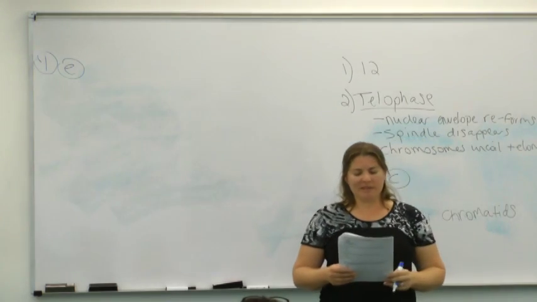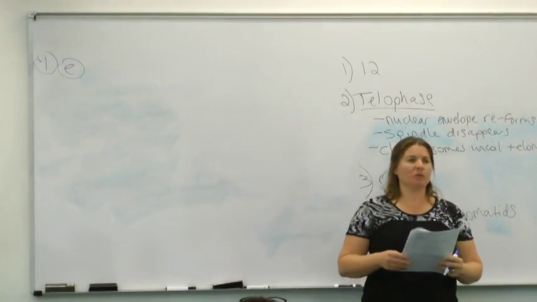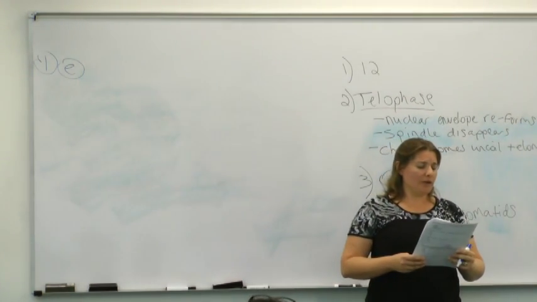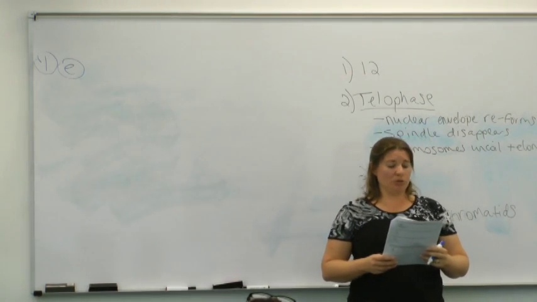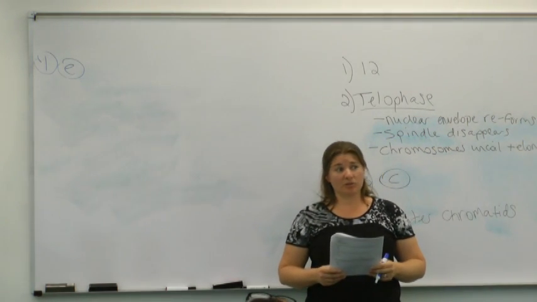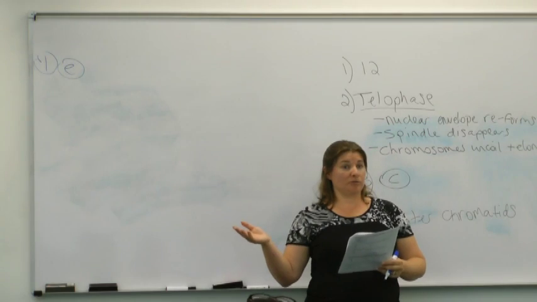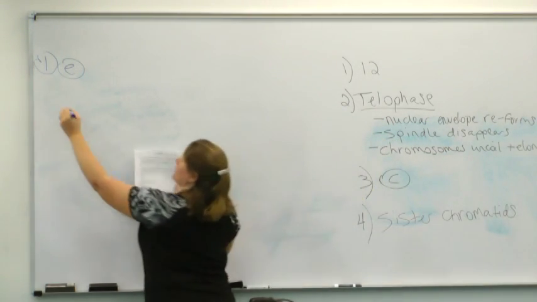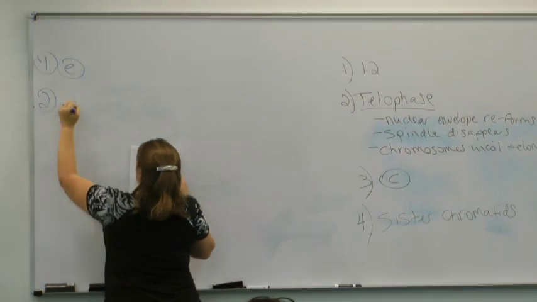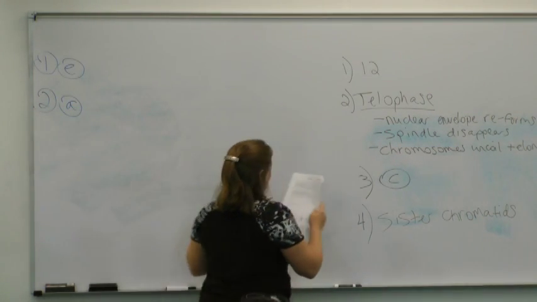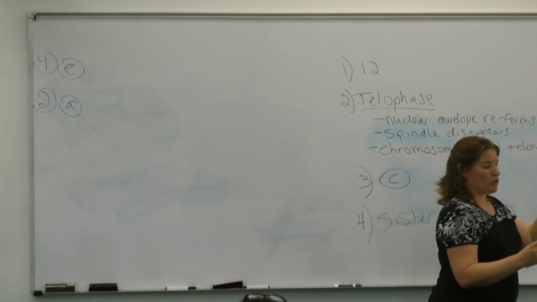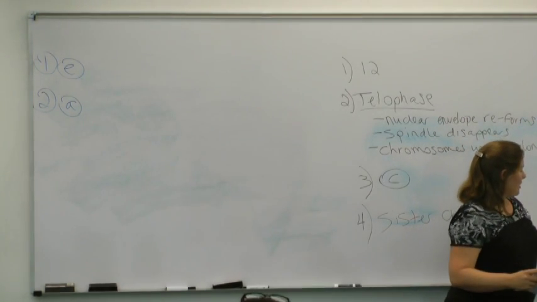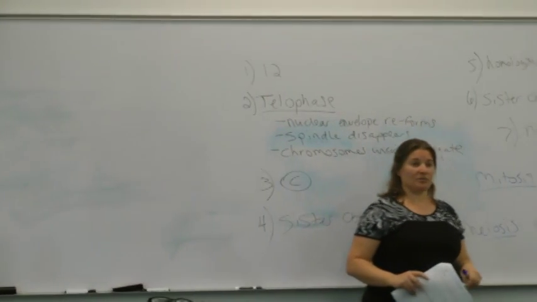Number 2, which of the following statements about meiosis is false? We'll do this the same way. So, letter A, meiosis produces 2 identical daughter cells? No. That's false. So we already got to our answer right there. Number 2, the answer has got to be A, because as you guys just told me, meiosis doesn't produce 2 identical cells. Meiosis produces 4 unique cells.